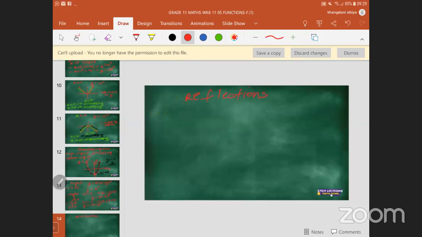Okay, reflections is divided into three. However, for today, we'll simply look at reflection across the x-axis and across the y-axis. Let me check the Cartesian plane. Let's say you have this. Obviously, this is your y-axis, and this one is your x-axis. Right. Let's say you have a point here.